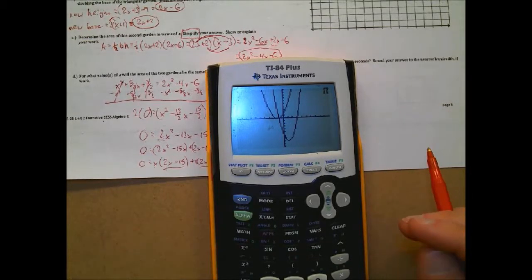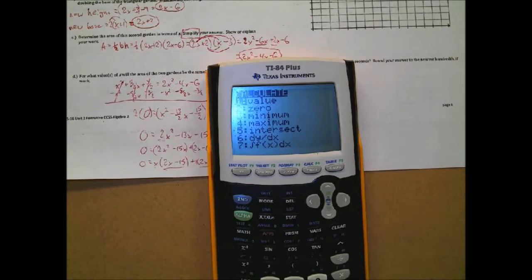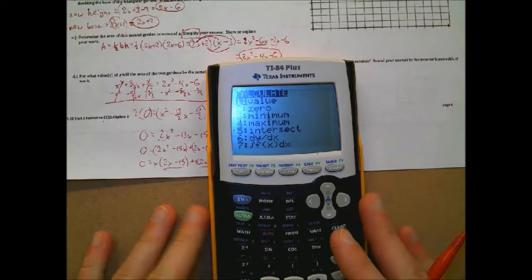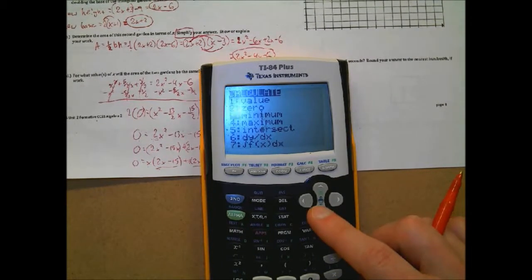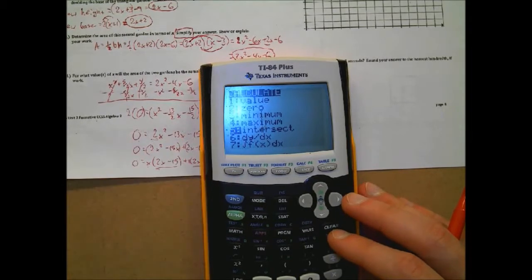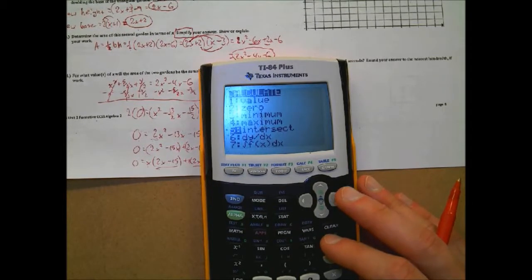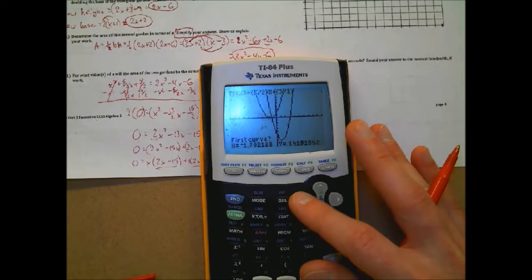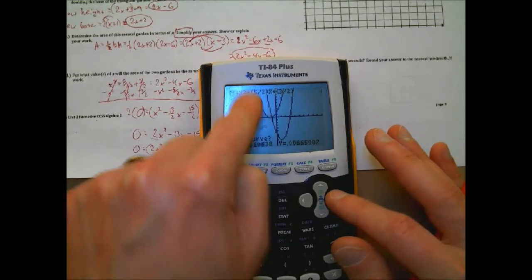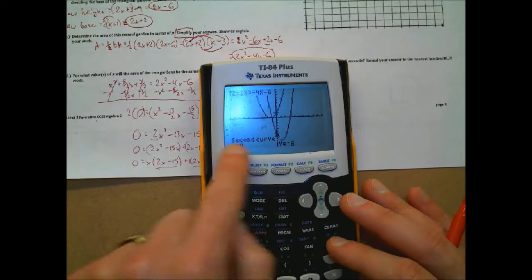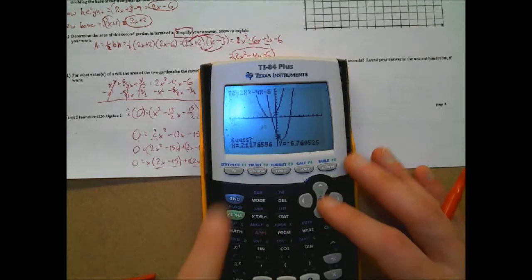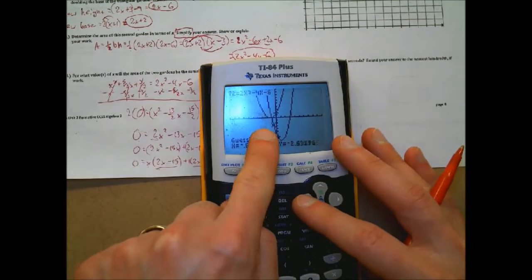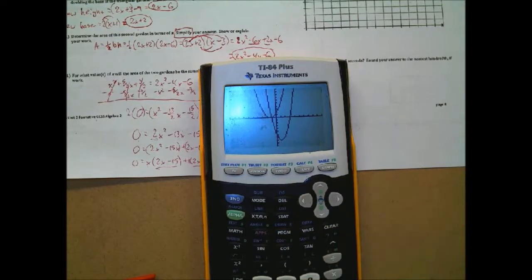Second trace. Which command should I use? Intersect, number 5. We want intersect. I guess in this case it is a 0. That's true. But we're going to use intersect. Okay? So if I move left and right, I can see the first curve is this one right here. That's what I want. Yep. The second curve, yep. Now I'm on the other curve. Hit enter. And then for the guess, I'm going to move my little cursor in towards that point and hit enter. And there's one of our solutions.